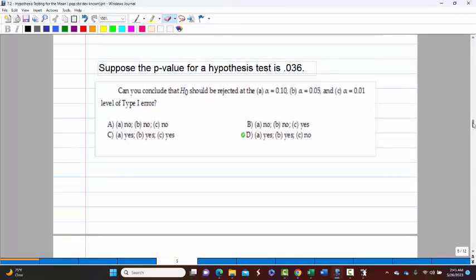All right, this is kind of a question where it's giving you a p-value, and it's just testing against 3 different alphas, and then do you reject or not reject, just one at a time. So for example, the first one, you look at 0.036 and 0.10. Well, 0.036 is less than 0.10.